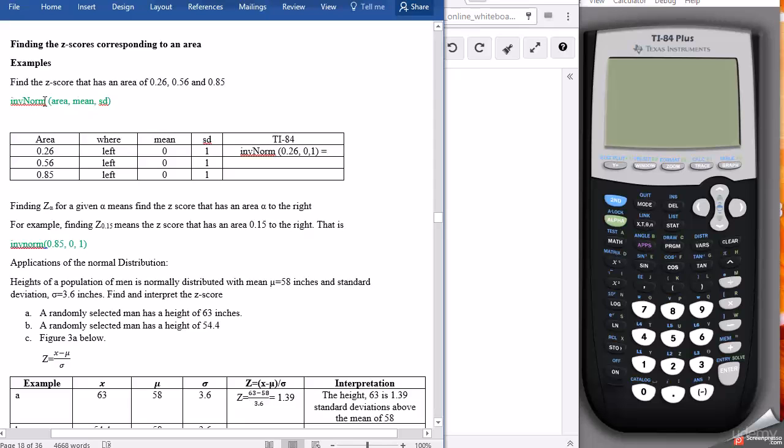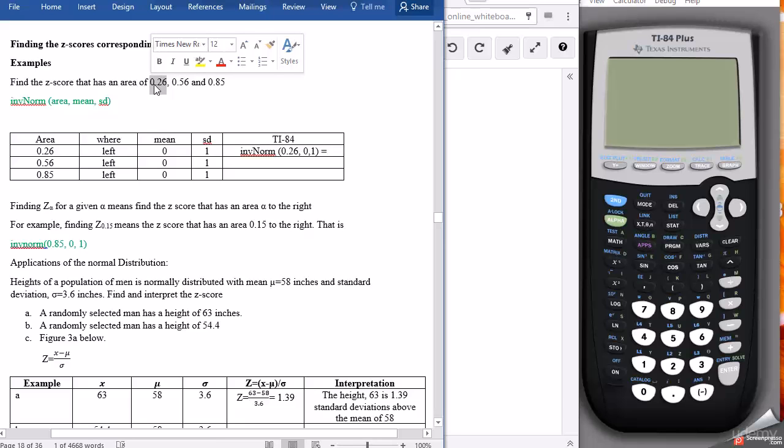To do that, we're going to use the function in the TI-84 Plus called invNorm. Now remember, last time we used normalcdf to find the area under the curve. So today we're going to use invNorm. All we need to know is the area, the mean, and the standard deviation. So let's go on and find the z-scores that correspond to these areas.